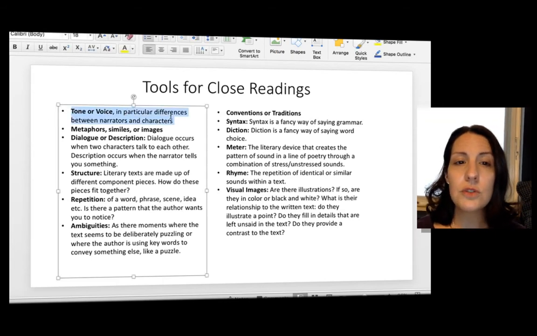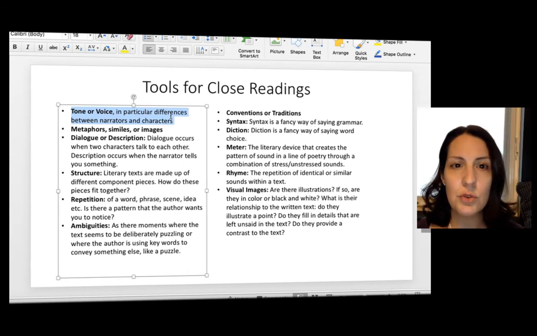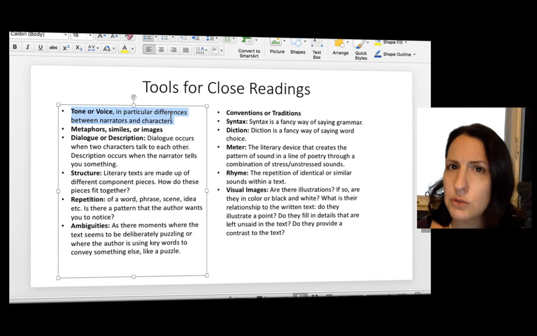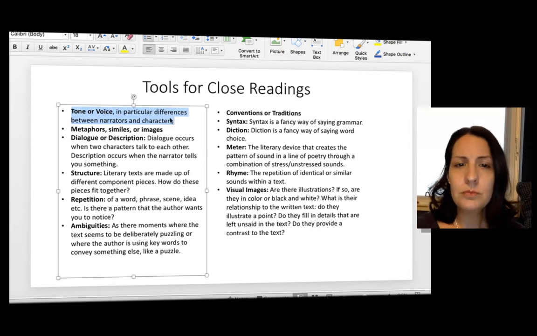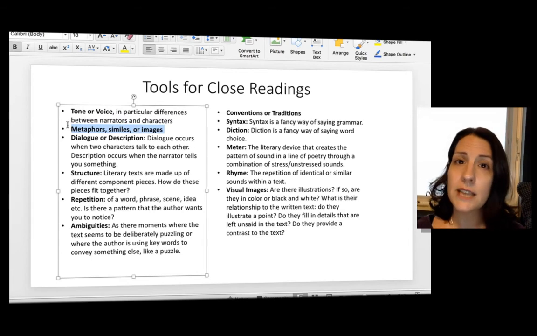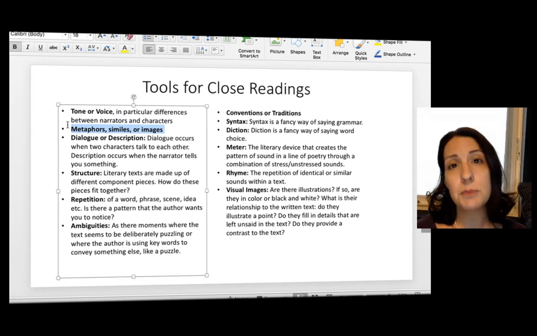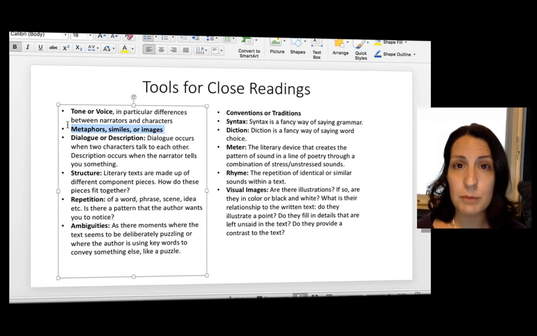One of the tools that you can use is something like tone or voice. And tone or voice, you can examine through different narrators, through characters, through the way in which the text sort of seems to feel, what the attitude of the text seems to be. Is it angry? Is it playful? Is it menacing? You can also examine metaphors, similes, or images within the text. So that is figures of speech that are being used to create richer or deeper meanings.